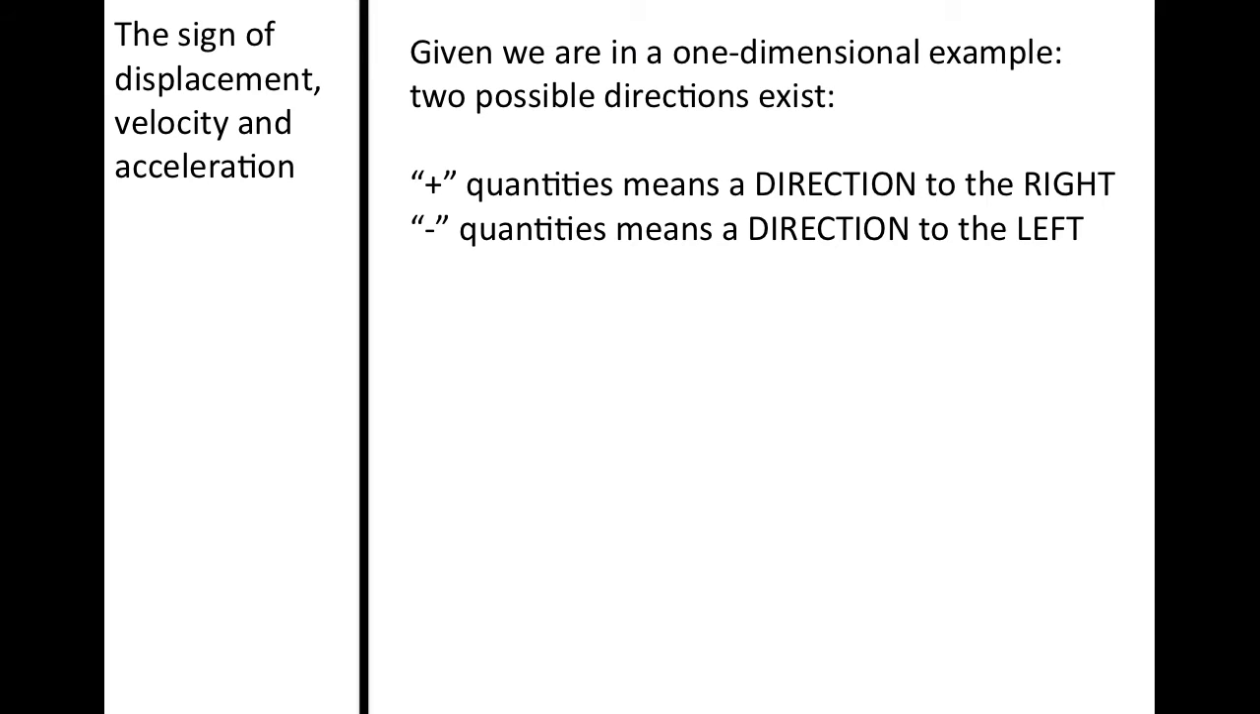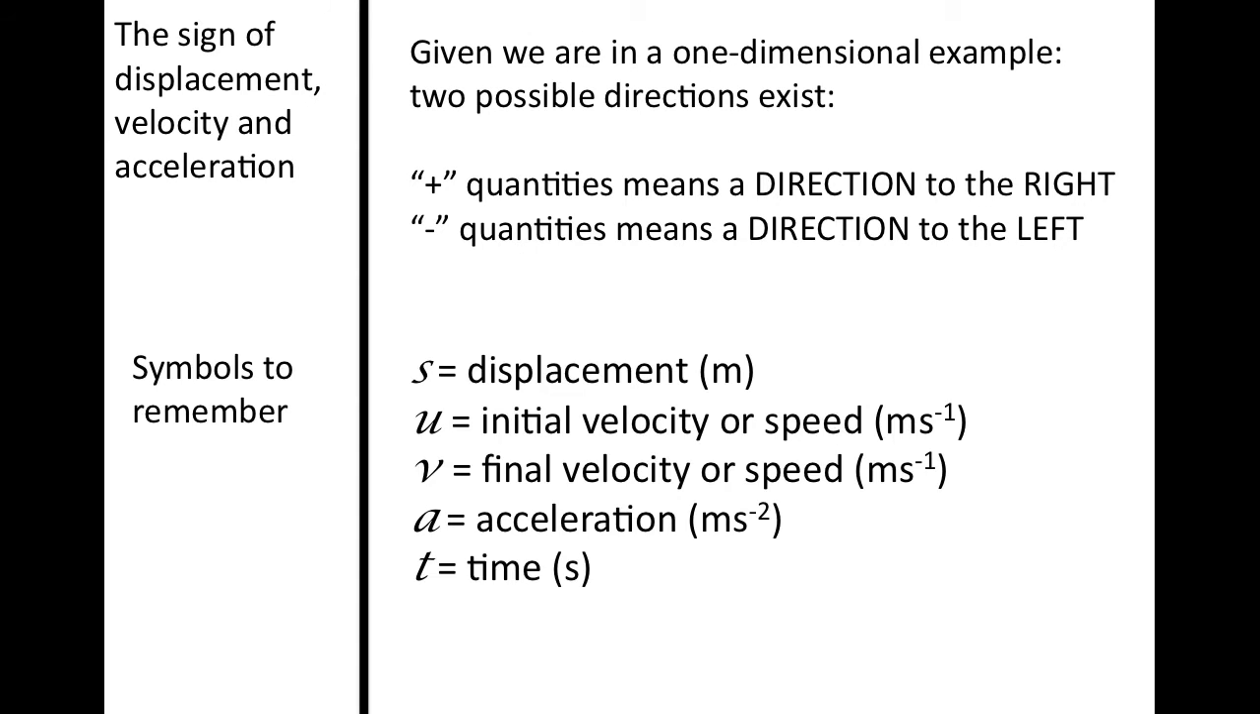Now, the sign of displacement, velocity, and acceleration. When we are in a one-dimensional example, there are only two possible directions, to make things more simplistic. A positive quantity means that the direction is to the right. A negative quantity means the direction is to the left. And this is just in a one-dimensional example. Of course, things get much more complicated, but for now, this is good to know.